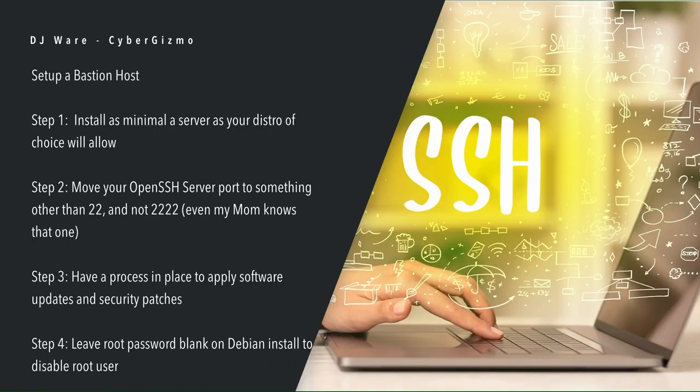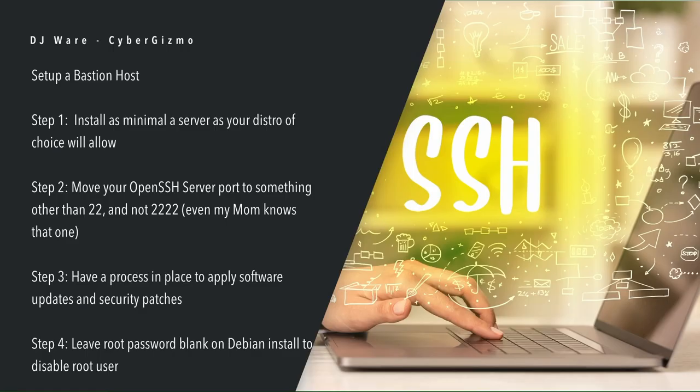What do we do to set up a Bastion host to get started? We want to set up as minimal of a server as we possibly can using whatever distro you prefer to use. We don't want a lot of extra services on it. We don't want a lot of extra software on it. We certainly don't want things like programming languages on that host at all. And we also want to move our OpenSSH server to a port other than 22. Don't use 2222. Even my mother knows about that one. So pick something other than something that ends in 22.